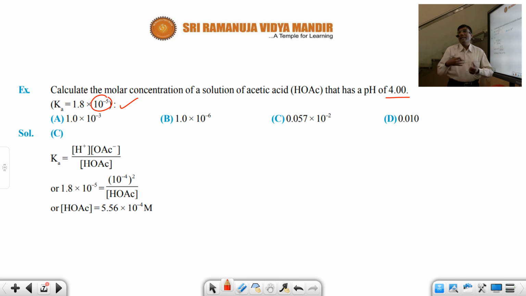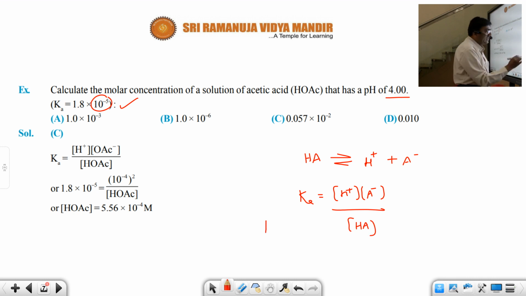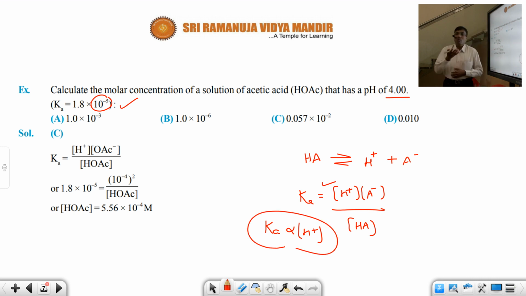How do you know from the Ka value? It's pretty simple. For example, take any weak acid HA, in equilibrium with H plus and A minus ions. If you write the Ka value, Ka is equal to the concentration of the products, H plus and A minus, by the reactants. You can see here Ka is directly proportional to H plus. So when the Ka value is more, naturally the H plus concentration is more. That means the acid is stronger. When the Ka value is higher, the acid is stronger. That is how you can conclude. Let us look at this problem.